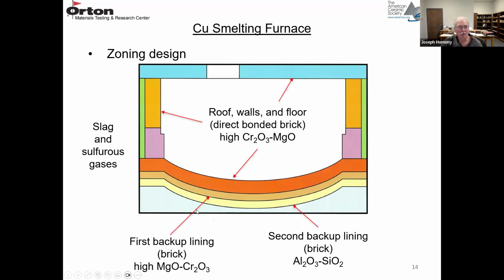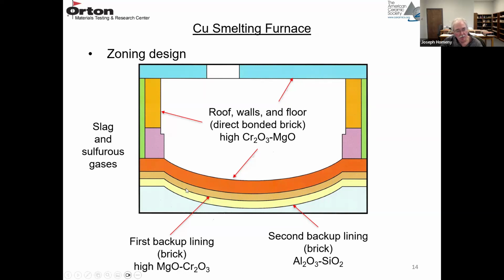This is a cross section of the furnace. So the main issues here are slag attack, and then reactions with these gases that contain sulfur. So the roof of the furnace, the sidewalls, and the inner working lining for the floor are all direct bonded chrome magnesite brick, high in chrome content. We talked about direct bonded refractories where the crystals are in direct contact. So this is a high chrome, higher purity chrome magnesite brick.